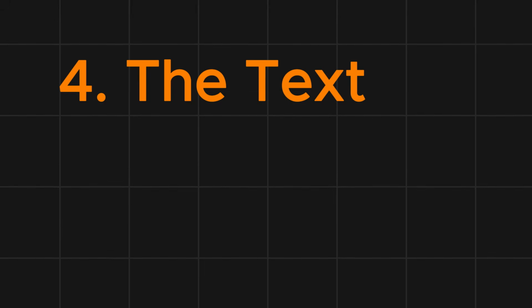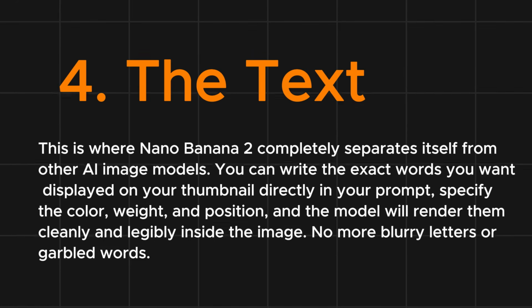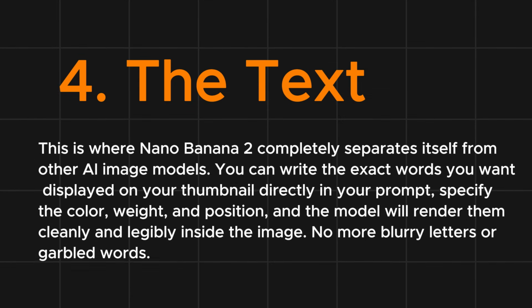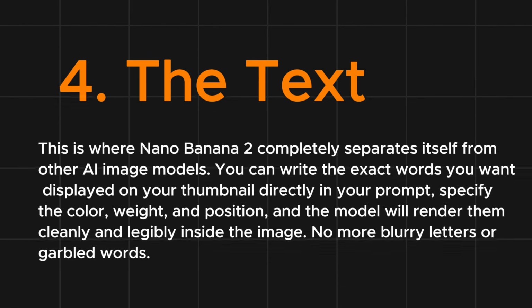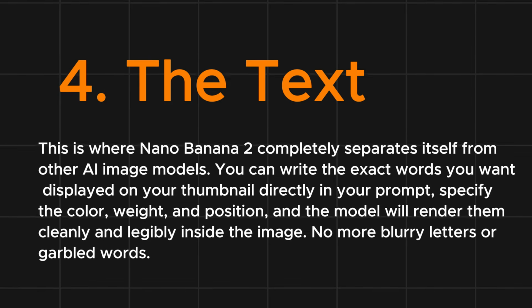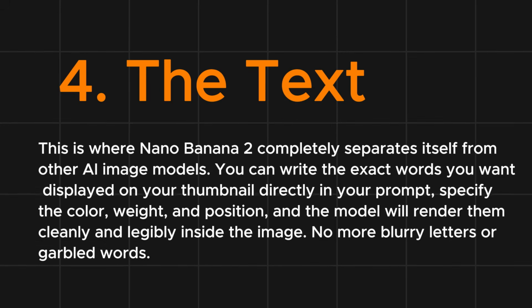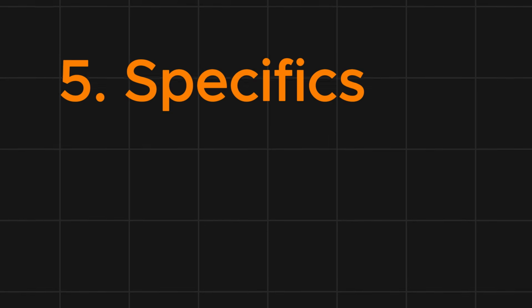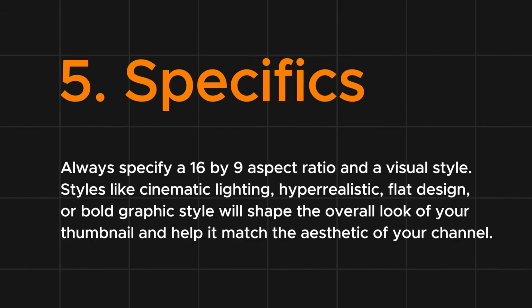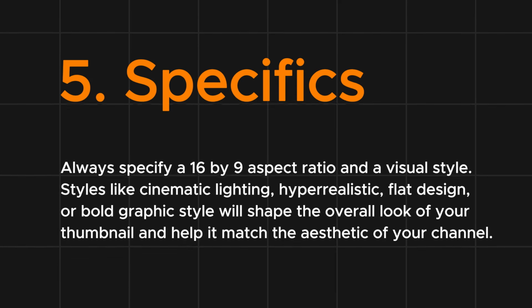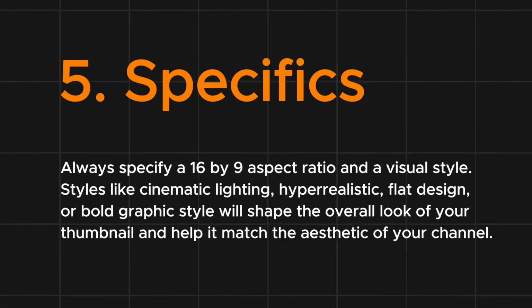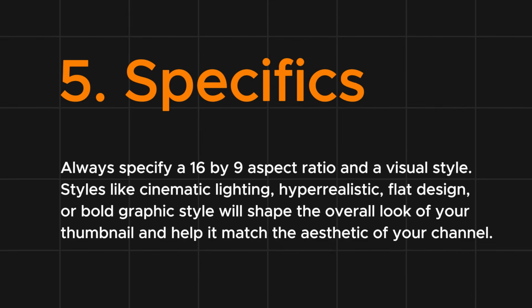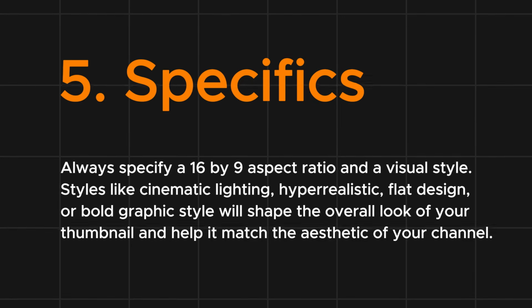The fourth element is the text. This is where Nano Banana 2 completely separates itself from other AI image models. You can write the exact words you want displayed on your thumbnail directly in your prompt, specify the color, weight, and position, and the model will render them cleanly and legibly inside the image. No more blurry letters or garbled words. The fifth element is technical specs. Always specify a 16:9 aspect ratio and a visual style. Styles like cinematic lighting, hyper-realistic, flat design, or bold graphic style will shape the overall look of your thumbnail and help it match the aesthetic of your channel.